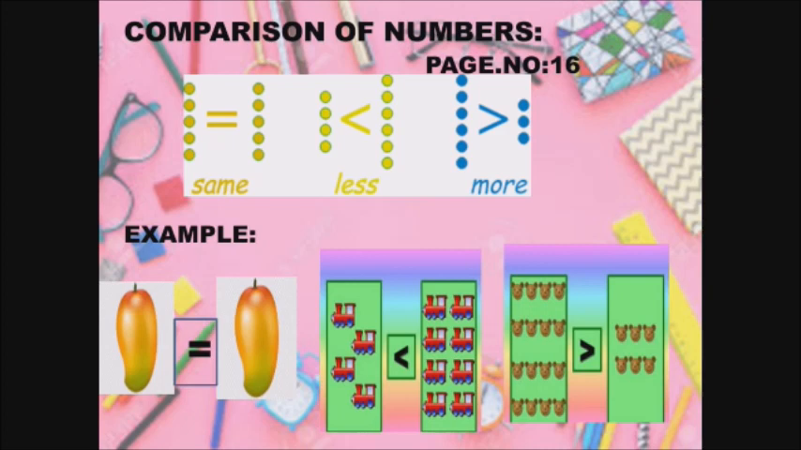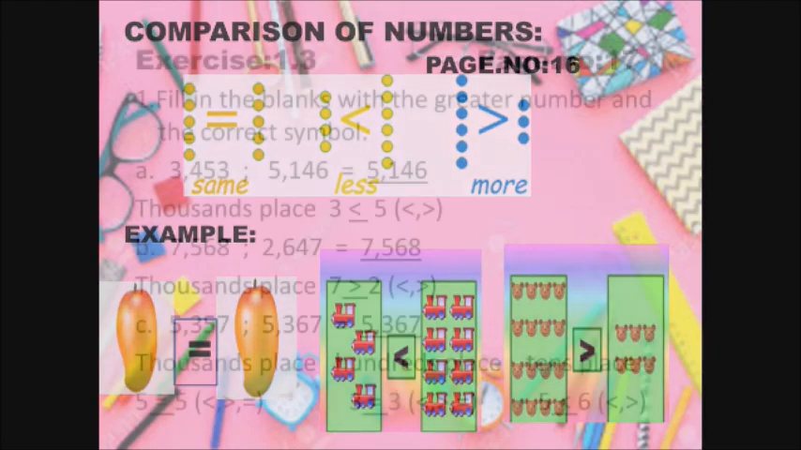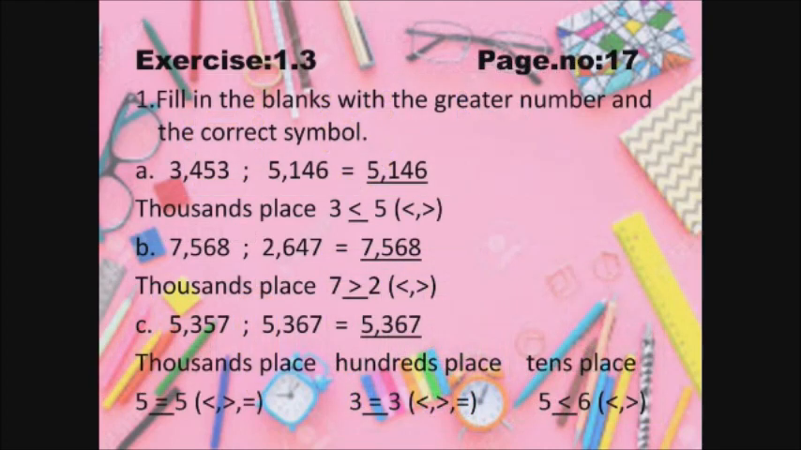Next, see the next picture. We have fewer objects on this side and more objects on that side. For that, we have to put the lesser than sign. Next, this side we have more objects and that side we have fewer objects. For that, we have to put the more than symbol or greater than symbol. So using these symbols, we are going to see some sums for your better understanding. Now we move on to exercise 1.3 on page number 17.